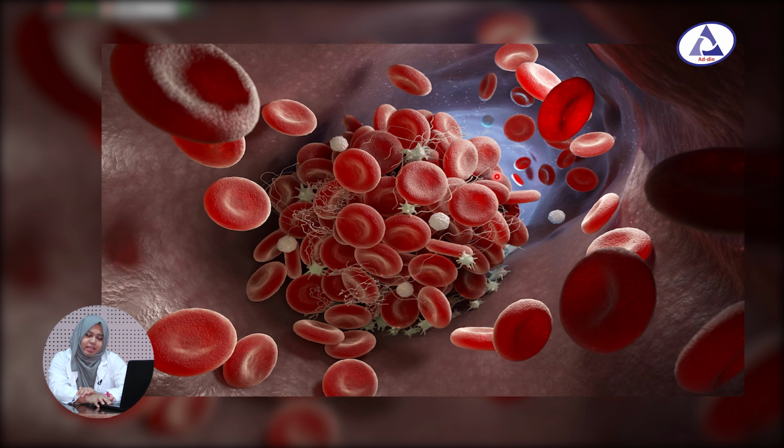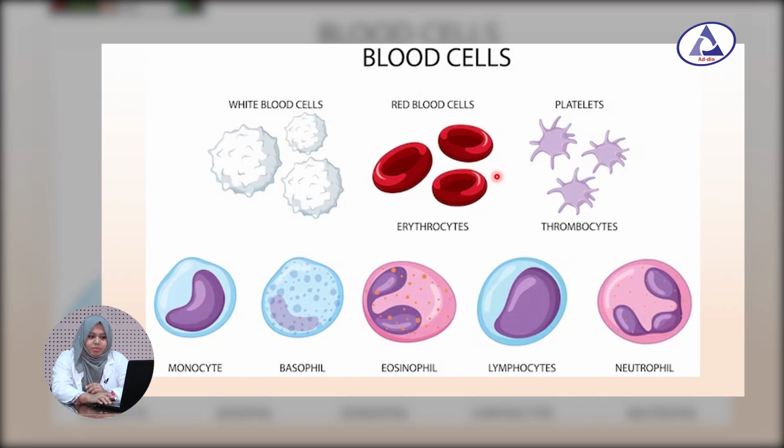So in this slide, you can see the blood is flowing in the blood vessel, and the blood contains the formed elements of our blood. We have three formed elements of our blood: the erythrocytes or red blood cells, the white blood cells or the leukocytes, and the platelets. So today's topic is platelet.